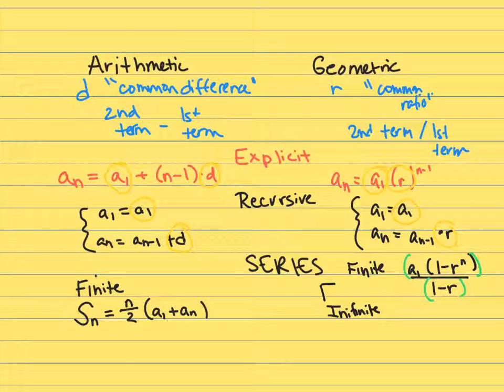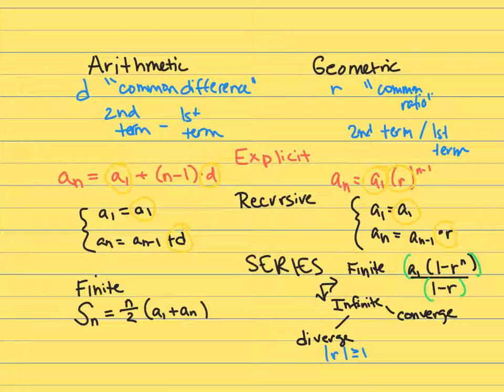To figure out if it converges or diverges: converges means it has a sum. Infinite, you can either have it diverge. Diverge means it doesn't go to a certain number. It doesn't have a sum. You just keep adding them up, and the number goes close to infinity or negative infinity. That is if the absolute value of the common ratio r is greater than or equal to 1. It diverges. It will converge, which means it will have a sum, if the absolute value of r is less than 1. The formula, if it converges, is a sub 1 over 1 minus r.